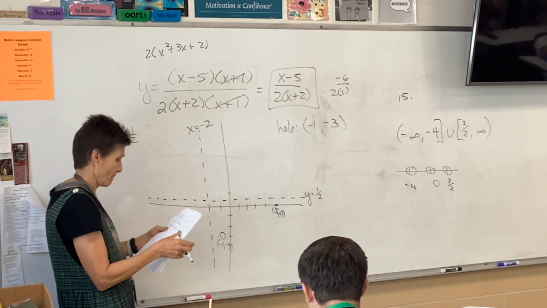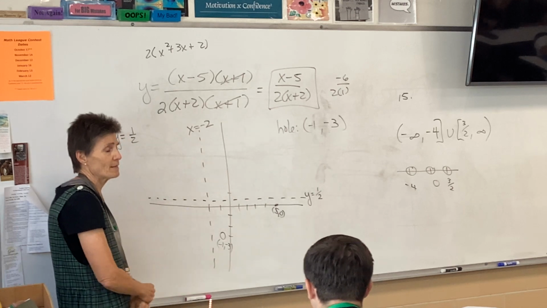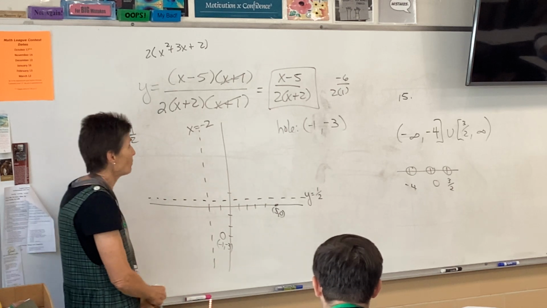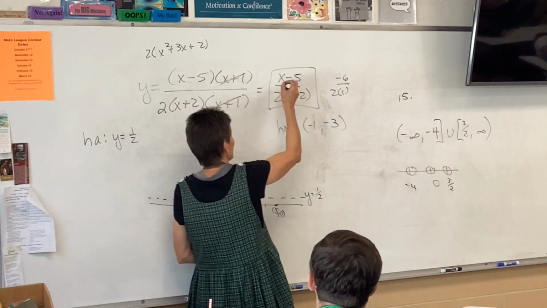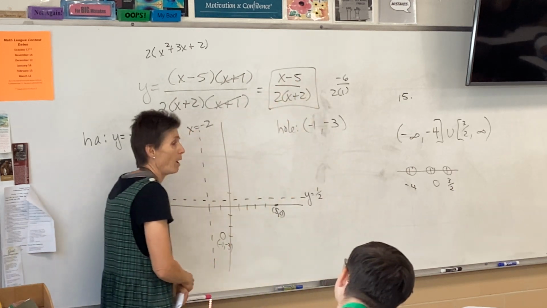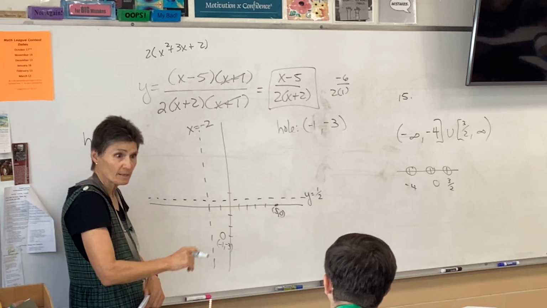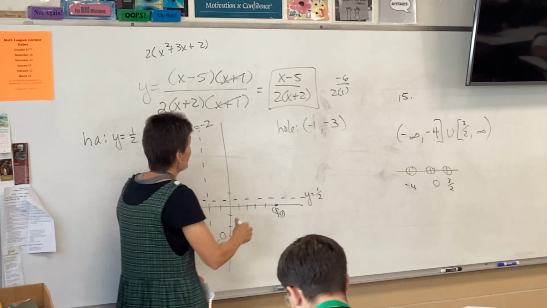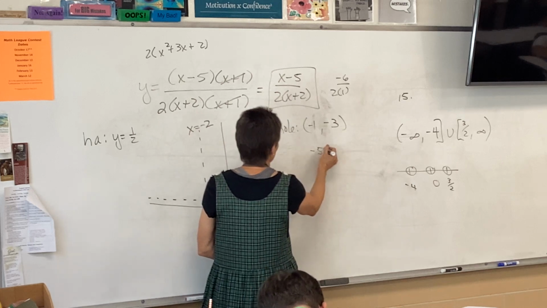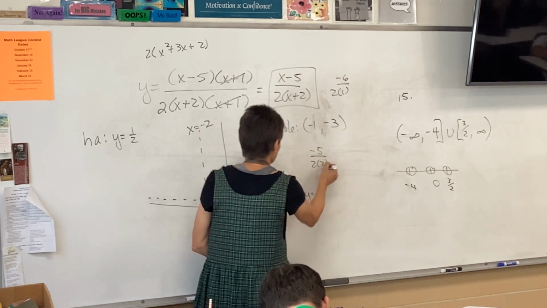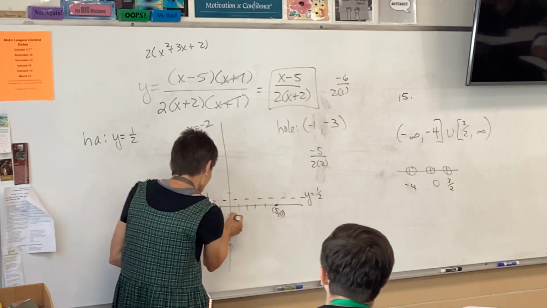And how about a y-intercept? How do I find, look at this problem right here. How do I find a y-intercept? I let x be 0, I plug in 0. So that's gonna give me -5 over 2 times 2, -5/4.